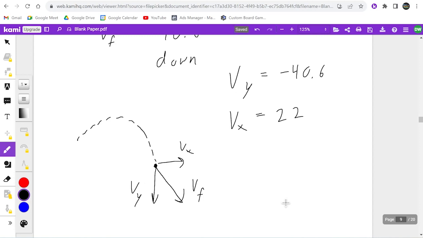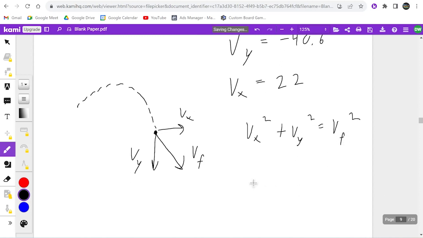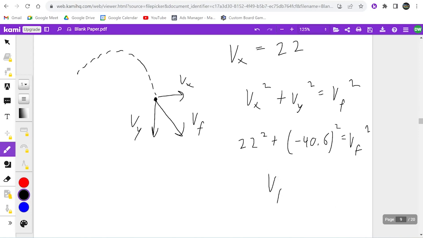And now I just got to use Pythagorean theorem to solve. Vx squared plus vy squared equals v final squared. And we have all these numbers. So 22 squared plus, this is what I was saying earlier, I don't care about the negative because as soon as we square it, it's going to become positive anyway. So then if I solve for v final in the Pythagorean theorem, I get 46.2 meters per second. And there's our final answer.